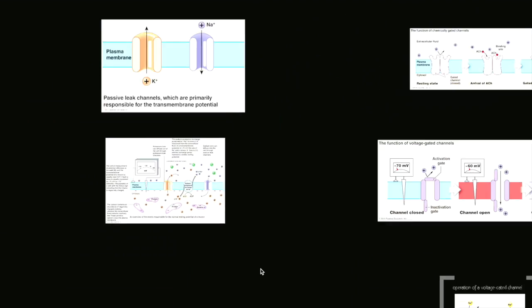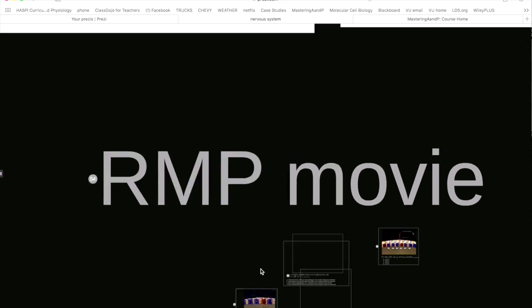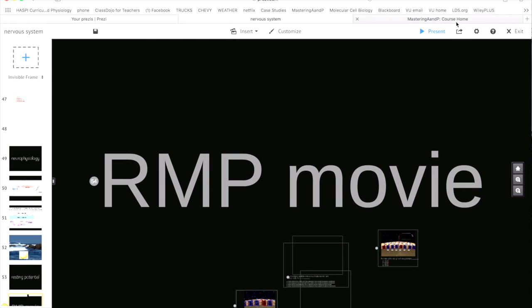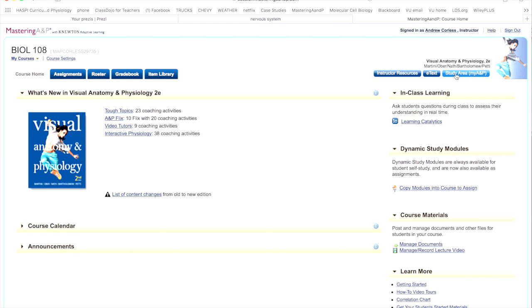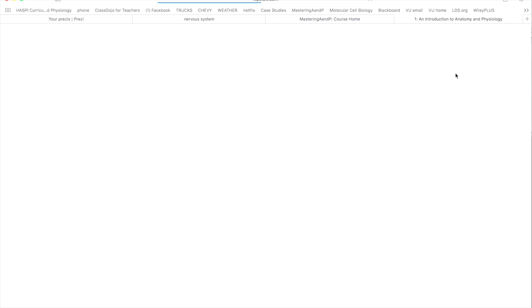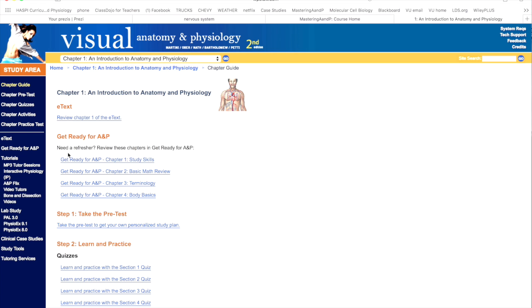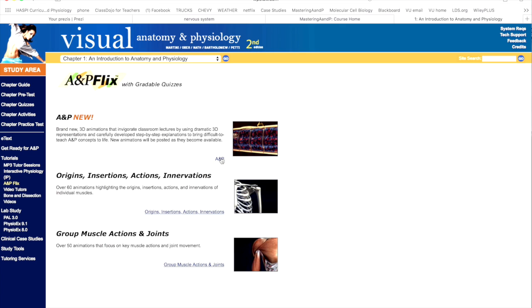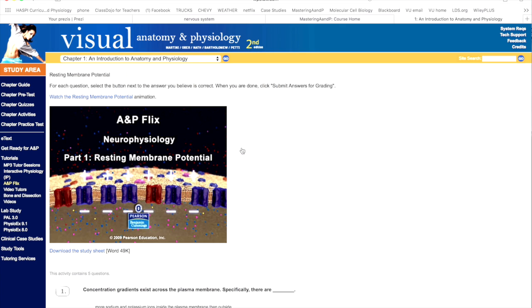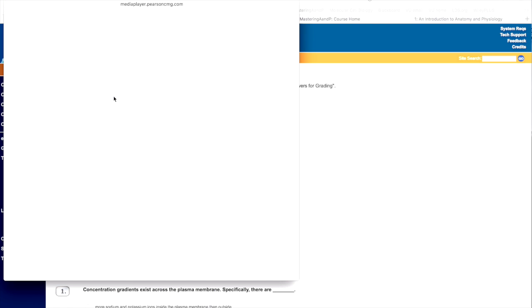And this resting potential, we're going to watch a movie. I'm going to go to Mastering A&P to find this movie. I'm going to go to the study area, and then go to A&P Flicks, and we're going to watch Resting Membrane Potential.